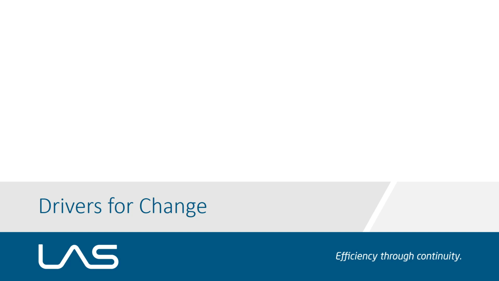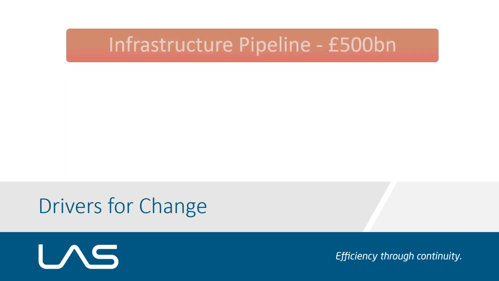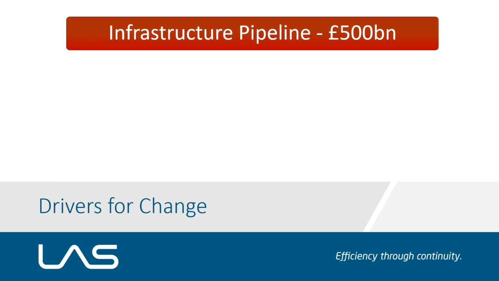So why not just business as usual? What's driving the need for change? At the end of 2016, the pipeline of infrastructure developments in the UK amounted to over £500 billion, and it's forecast to grow. A significant percentage of these projects require land to be assembled.